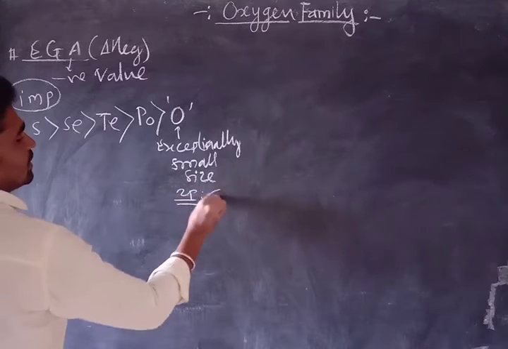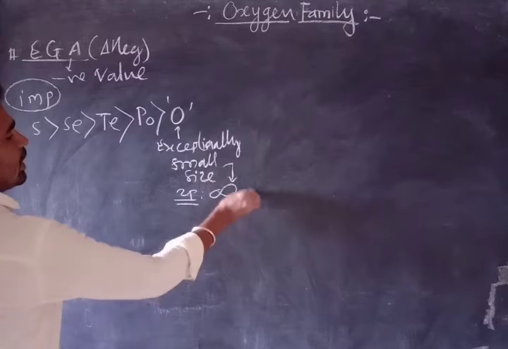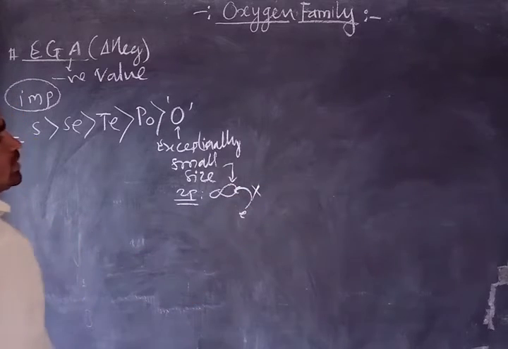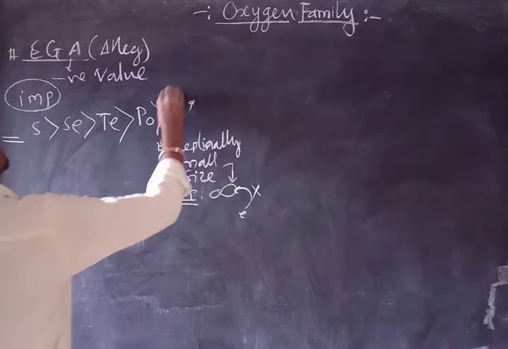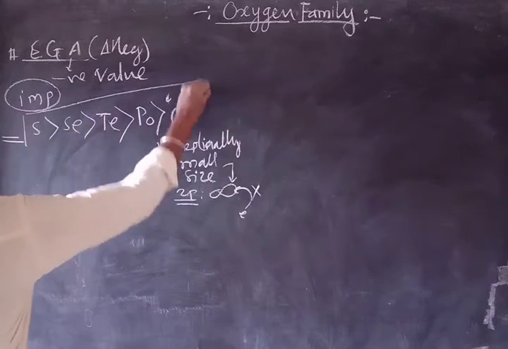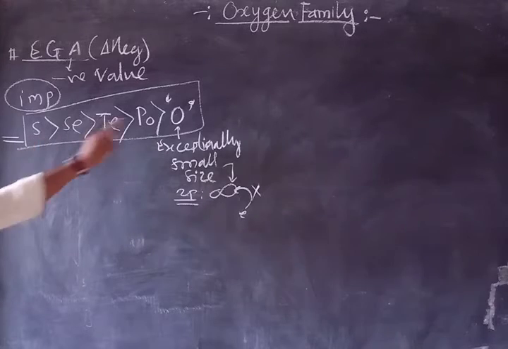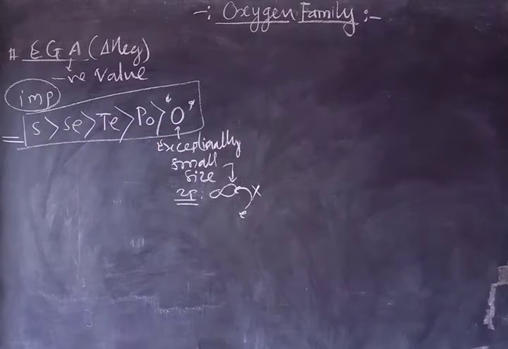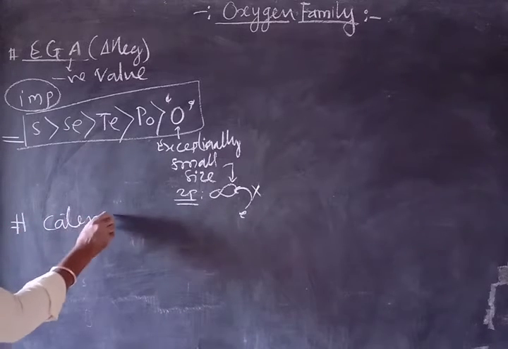The 2p orbital has a very small size. Because of the small size, it could not allow the electron to enter the 2p orbital. It repels it. That's why oxygen has a much less negative electron gain enthalpy value. This order we have to remember as it is. The first should be oxygen, but oxygen actually comes at the last. After this we will discuss its catenation property.